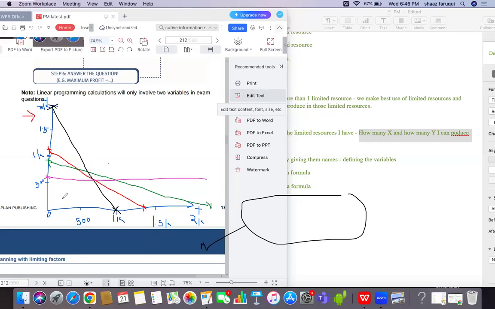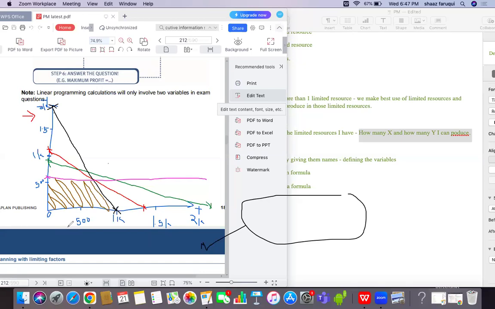Therefore, what happens is your answer will be in this area only. Within all the lines. It has to be only in this region. It cannot cross any of the lines. This region where you can possibly find your answer is known as the feasible region. Your answer will only be in the feasible region. It cannot cross the feasible region.